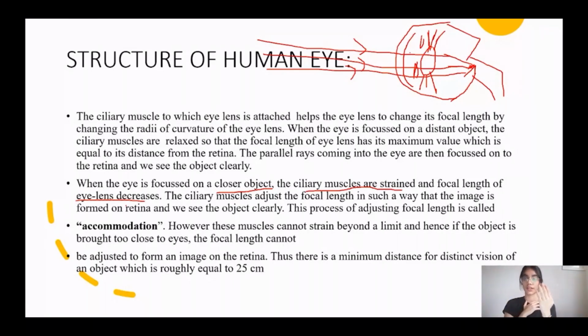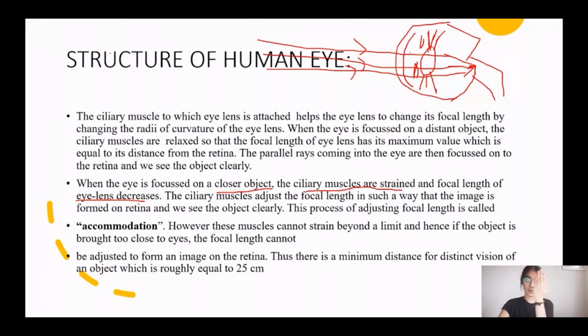So you know that an object is at the least distance of distinct vision, which is 25 centimeters. If an object comes closer than this and the distance keeps decreasing, for example 20 centimeters, 19, 18, then your ciliary muscles are not able to strain your eye lens so much that it can adjust to that position, because they are muscles, and when you grow up these muscles become gradually weaker and weaker, and they won't be able to strain and adjust the shape of the eye as they were able to do in the previous ages. Or even after that, there is a certain limit to which you can adjust the focal length.